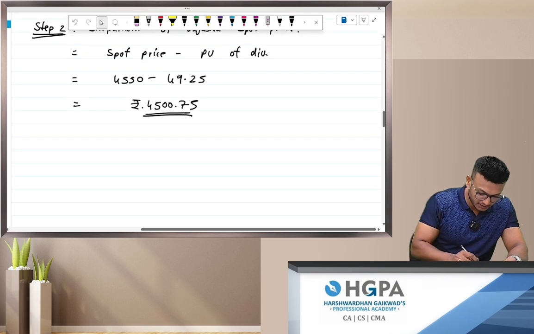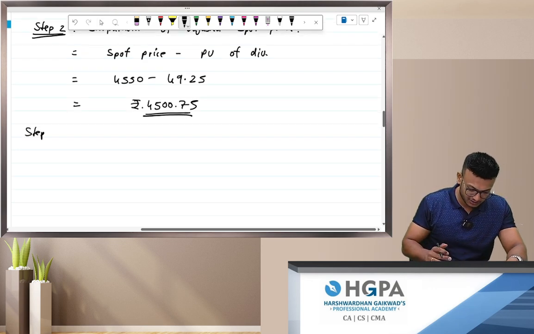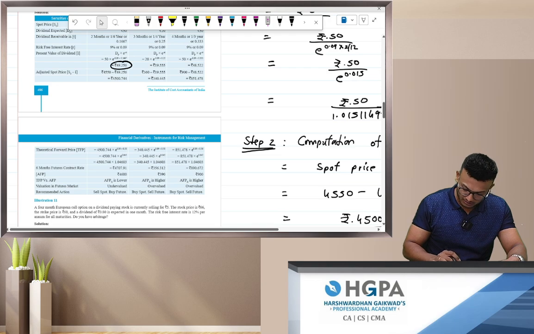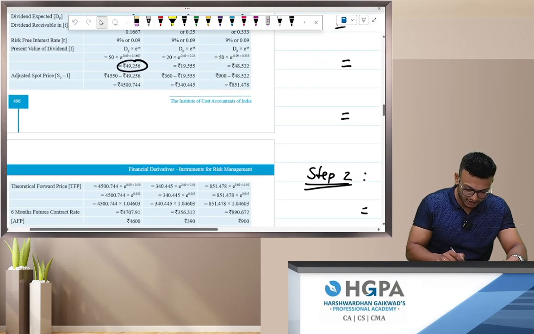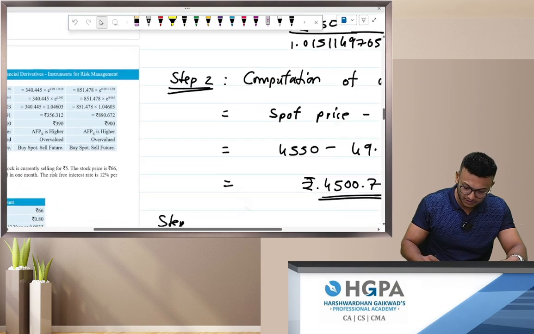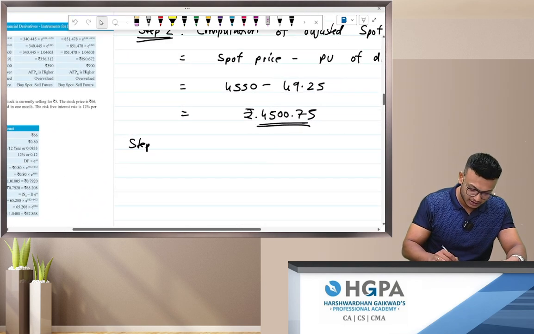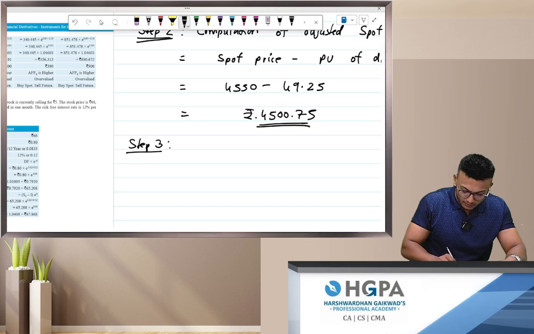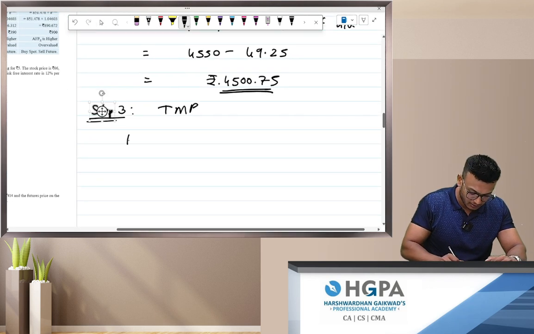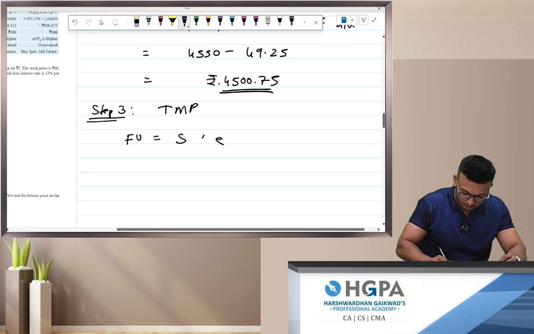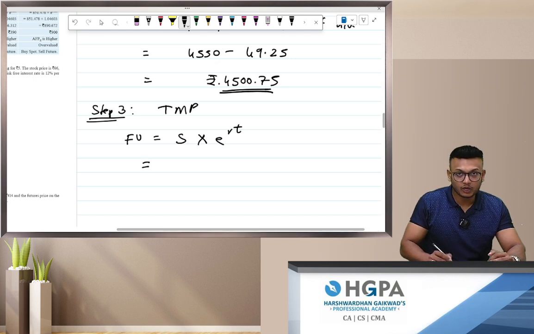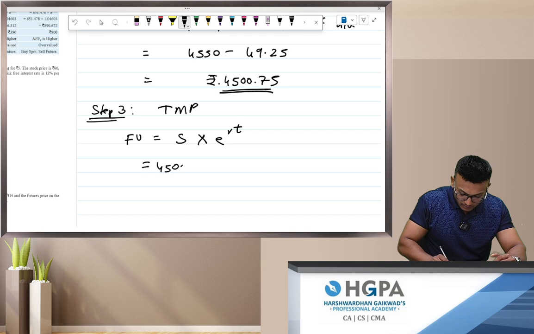Step number 3, but first I think we'll cross check step number 2. I think we are right. 4500.74, ours is 75, we rounded off, big deal. Step number 3, to compute what? The theoretical market price, which you already know, into e raised to rt. Now spot, you will take this only, 4500.75 into e.